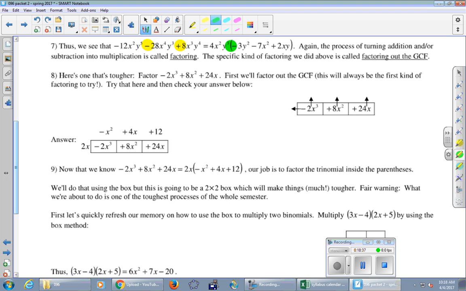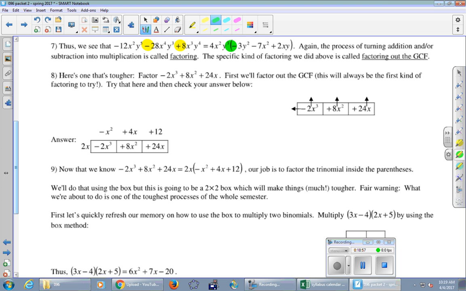Okay, there are going to be a number of different factoring techniques that we use this semester. We'll be seeing them over the next few weeks. Again, the goal for all of them is to turn addition and subtraction into multiplication. This specific kind of factoring we just did is called factoring out the GCF, factoring out the greatest common factor.